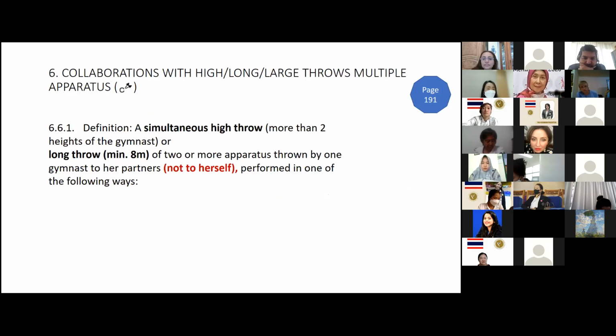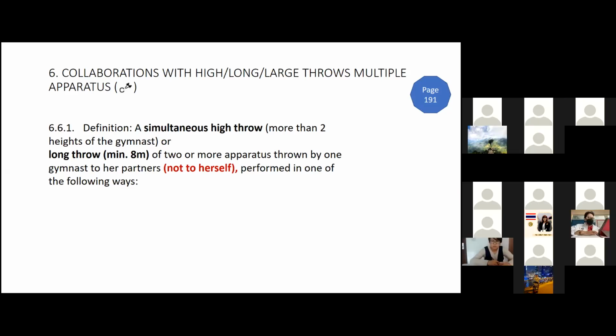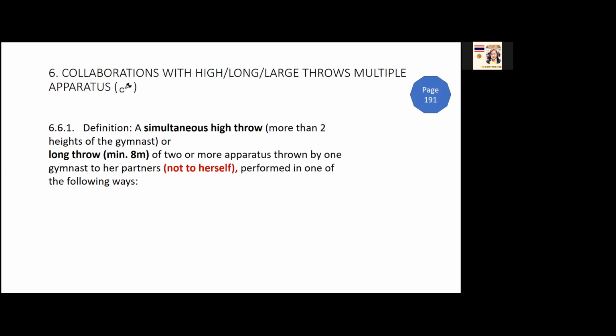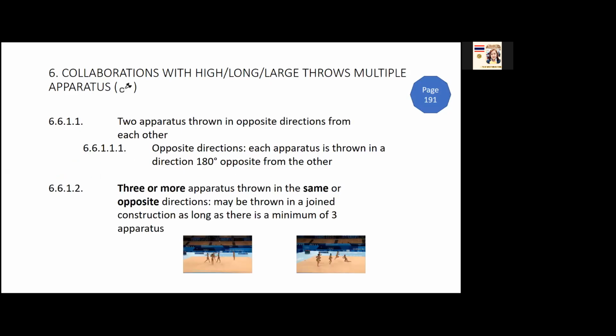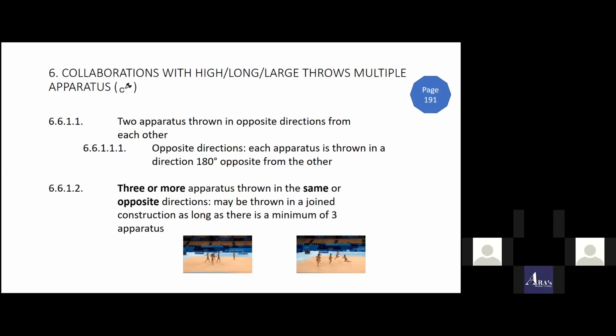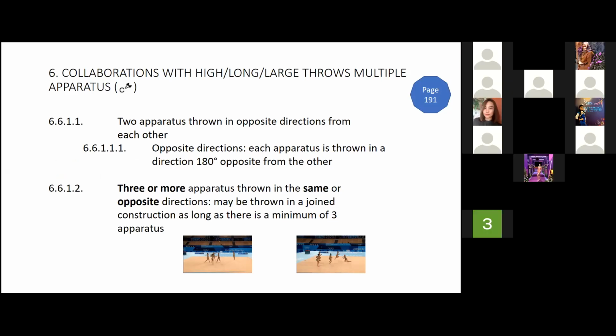So we have C2 arrows. What is it? A simultaneous high throw, more than two heights of the gymnast, or long throw, minimum 8 meters, of two or more apparatus thrown by one gymnast to her partners, not to herself, performed in one of the following ways. Two apparatus thrown in two opposite directions from each other. Opposite direction, each apparatus is thrown opposite from the other. Or if you have three or more apparatus, can be thrown in the same or opposite directions.